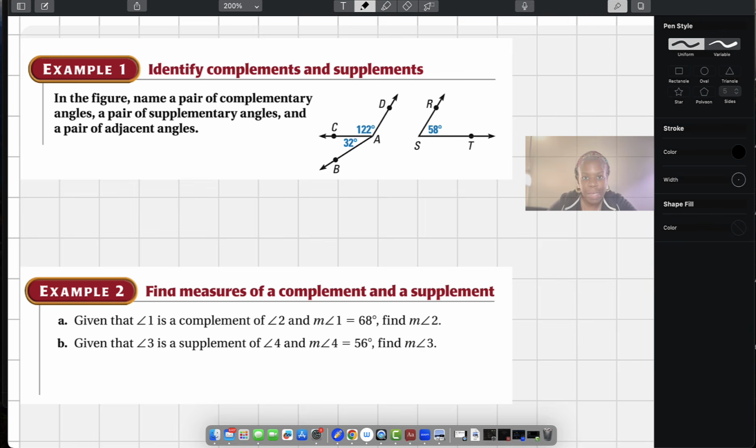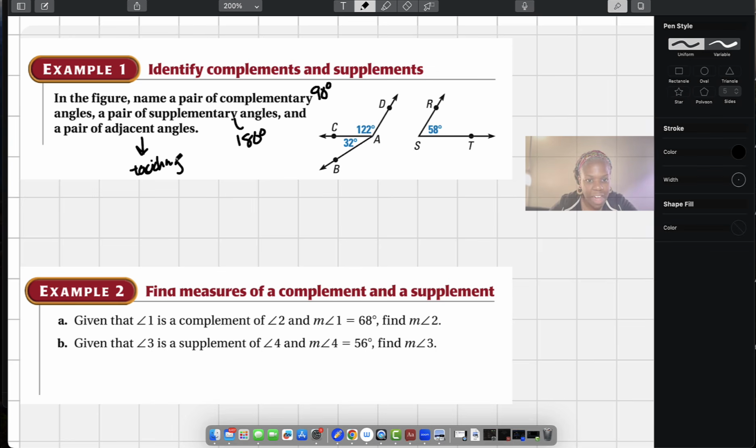So let's look at example 1 together. Example 1 says that in the figure we're to name a pair of complementary angles. If you remember, complementary angles are angles that add up to 90 degrees. Supplementary angles are angles that add up to 180 degrees. That's what I'm keeping in my mind. And then adjacent angles, in a way, are angles that are touching side by side, right? So they're touching. They're side by side.